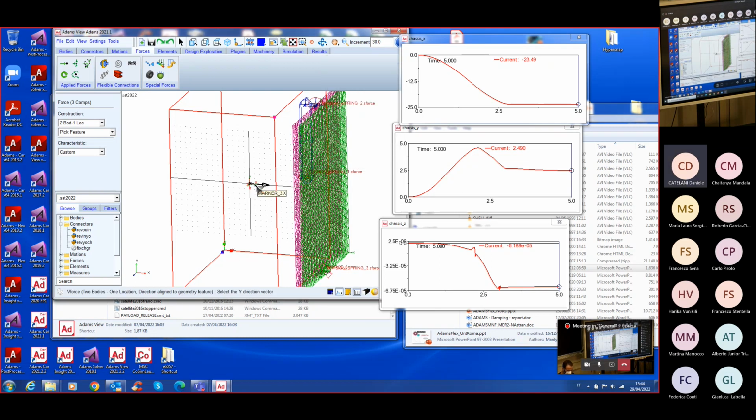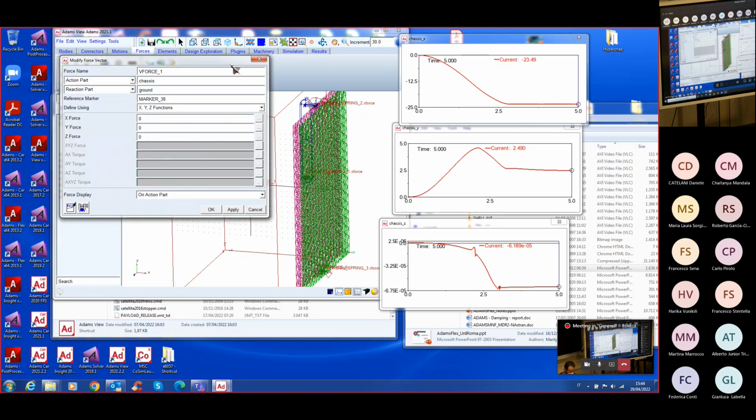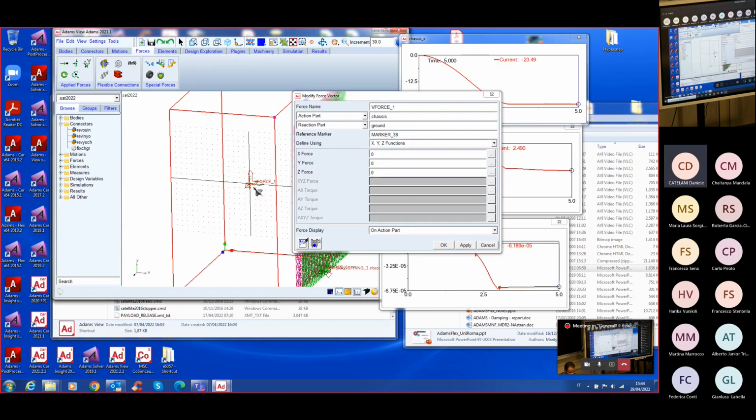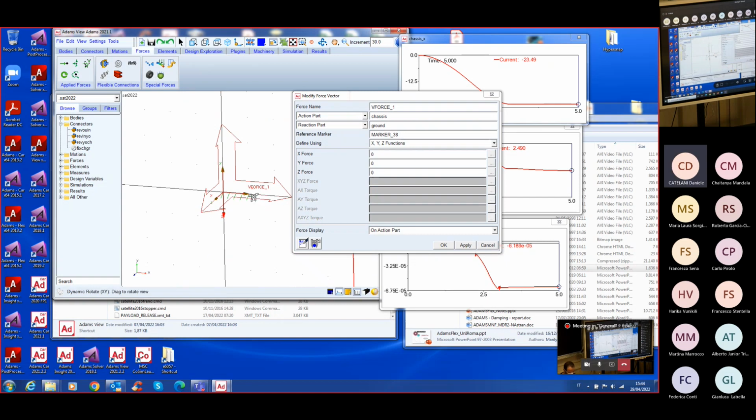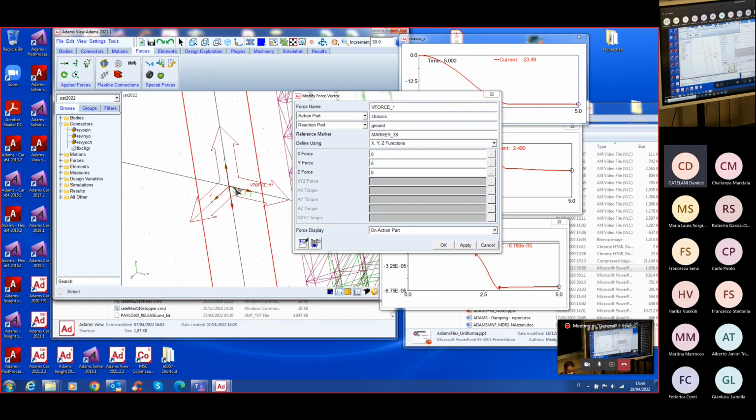X direction, Y direction. You see here, a vector force is defined by an icon with 3 arrows. And you have 3 functions here, one for the X direction, one for the Y direction, one for the Z direction.